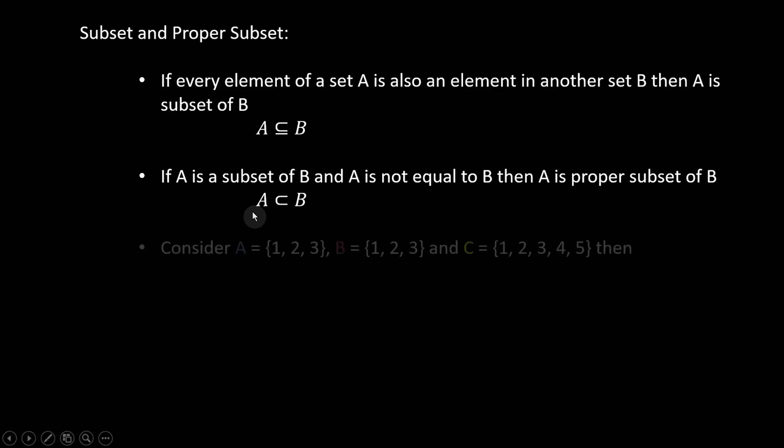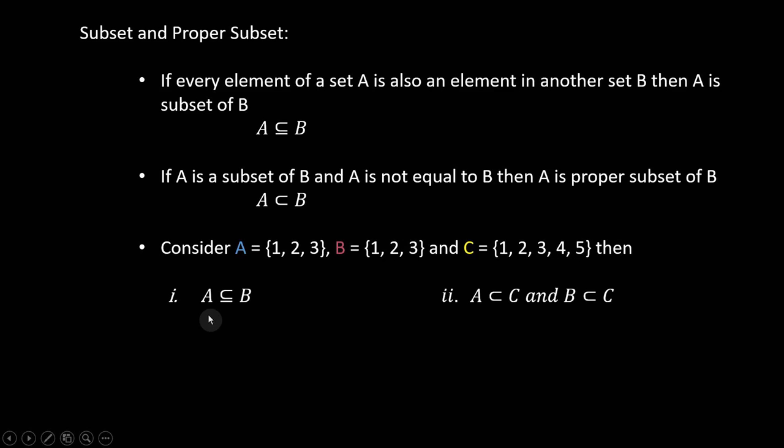To explain this clearly, I am considering one example where I have three sets. Set A has 3 elements 1, 2, 3, B has the same elements 1, 2, 3, but the set C has 1, 2, 3, 4, 5 as its elements. By observing this, I can conclude different relations here. I can say A is a subset of B, otherwise B is a superset of A. And also I can say A is a proper subset of C and also B is a proper subset of C.